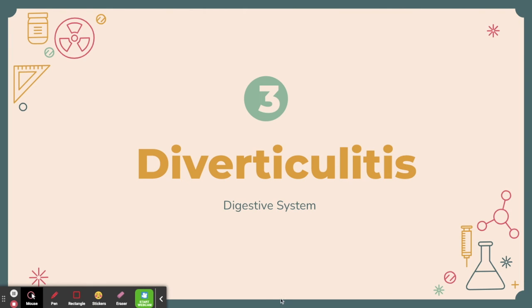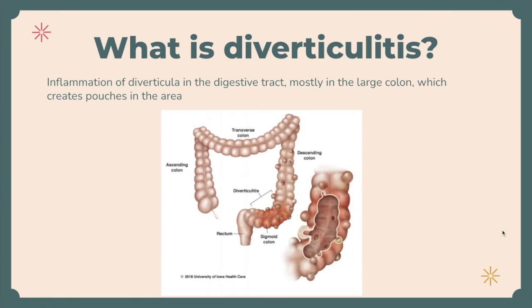Next, I'll be going over diverticulitis, which affects the digestive system. So what is diverticulitis? It's the inflammation of diverticula in the digestive tract, which is located mostly in the large colon, which creates pouches in the area. This causes a lot of pain.